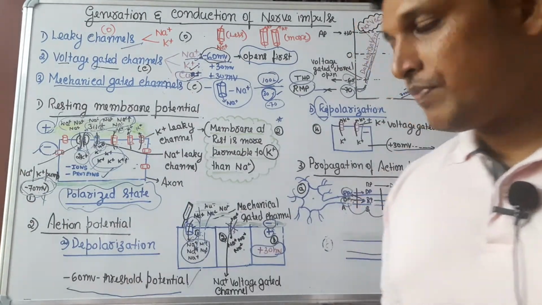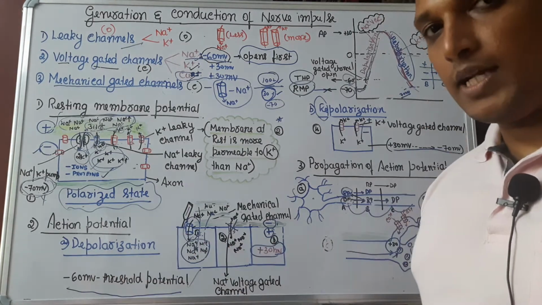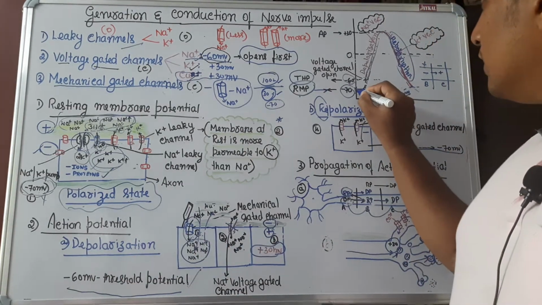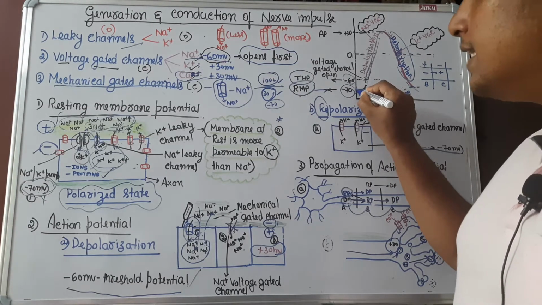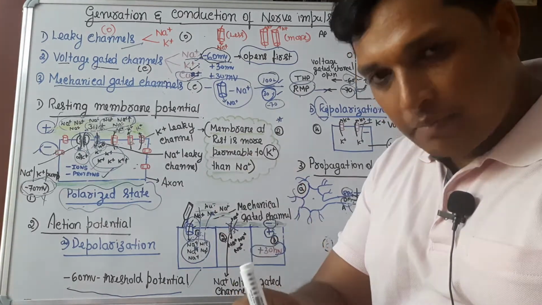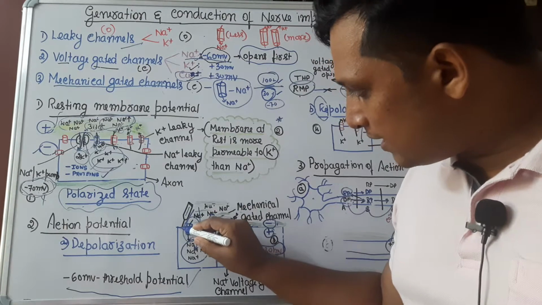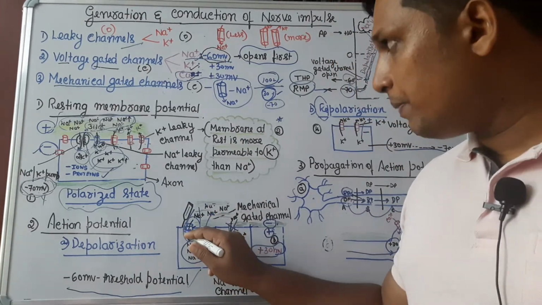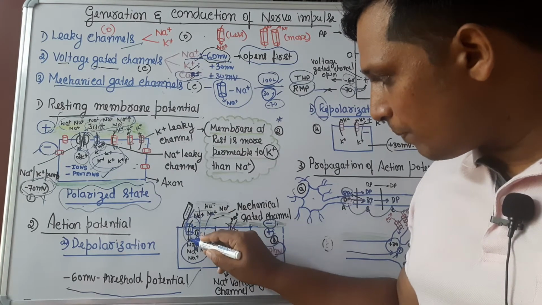Action potential. Action potential begins with depolarization. You know, in the graph we have marked minus 70 millivolt as the resting membrane potential. Now consider you have applied a mechanical pressure. Look here, I have shown a pen touching the neuronal membrane. When mechanical pressure is applied, mechanical gated channels like sodium gated channels will open up.